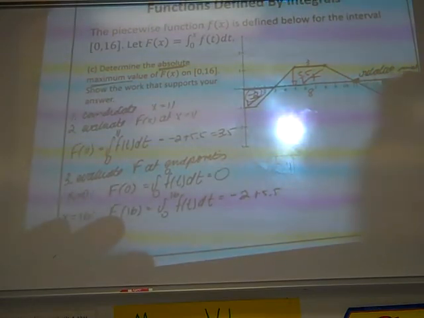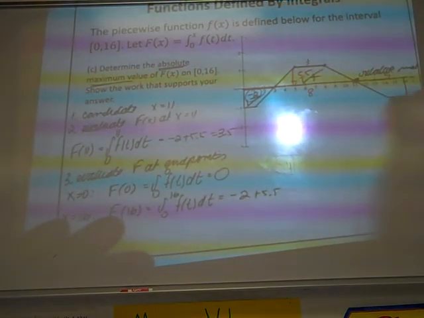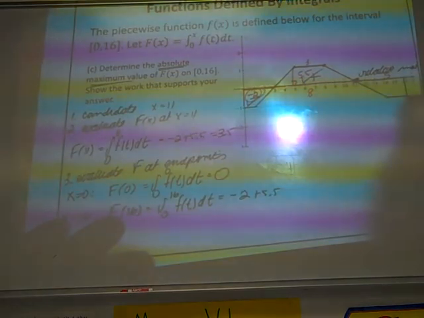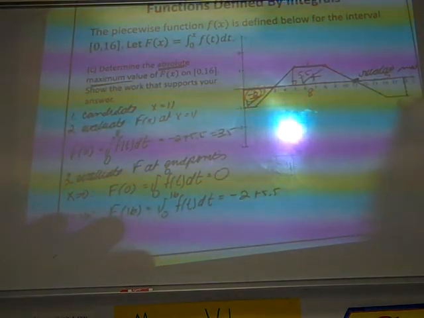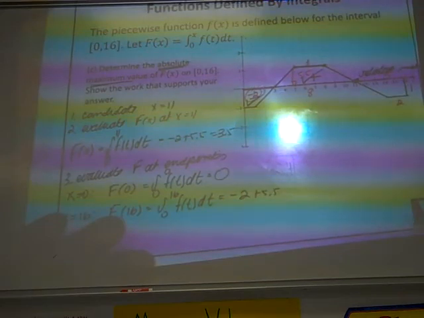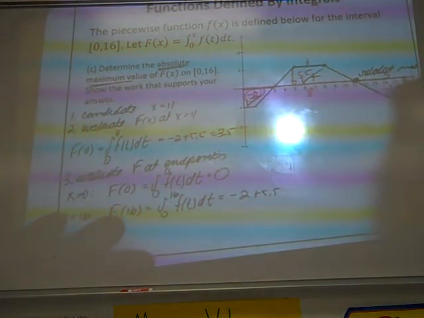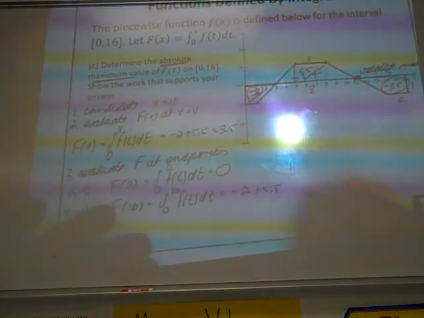Another trapezoid. The length of that base is 5. The length of that base is 2. 5 plus 2 is 7. Times 1 is 7. Cut it in half. -3.5.